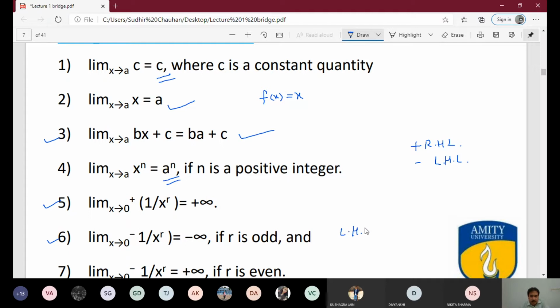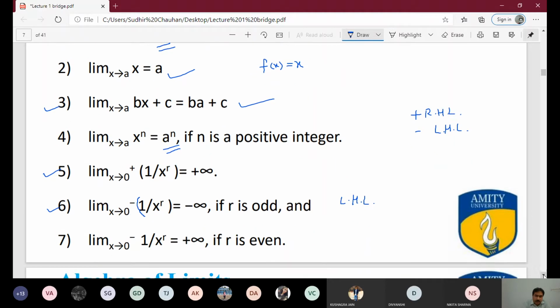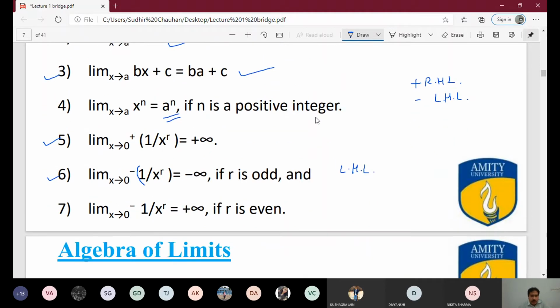So we are approaching 0 from the left of the point x is equal to 0, and if we put the value, then it will be minus infinity if r is odd. If r is odd, we get minus, and if r is even, we get plus. So limit x tends to 0 minus of 1 by x raised to the power r is plus infinity if r is even, and if r is odd, its value is minus infinity. So we have to remember these results. These are very useful while evaluating limits.